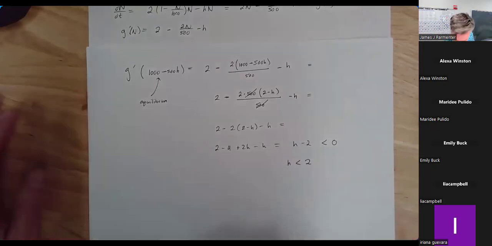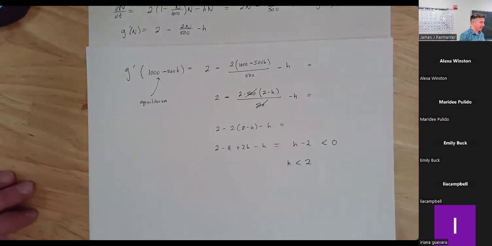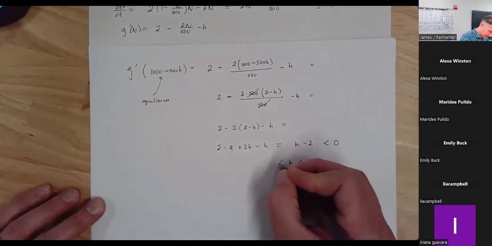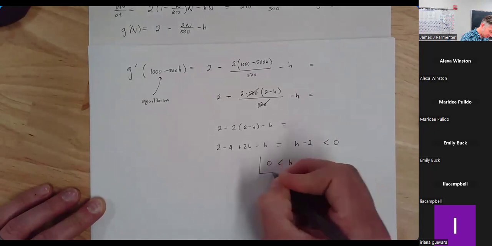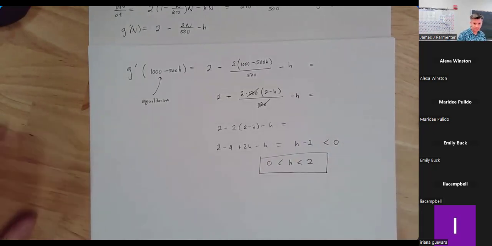And I suppose, let me just double check one thing here. I think reading the problem, h kind of has to be positive. Like if your harvest rate is h, it wouldn't make sense to have a negative harvest rate. So I would say more specifically, h is between 0 and 2. You can probably get away with just saying that h is less than 2.